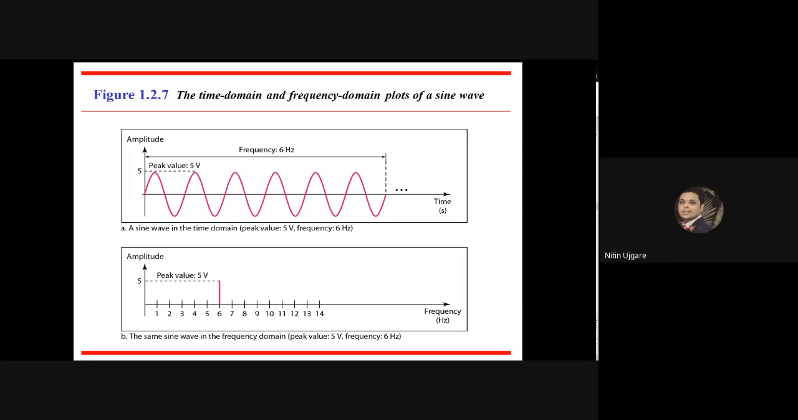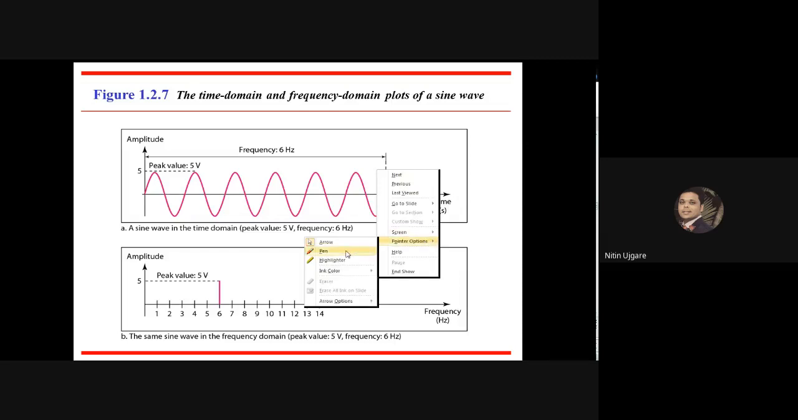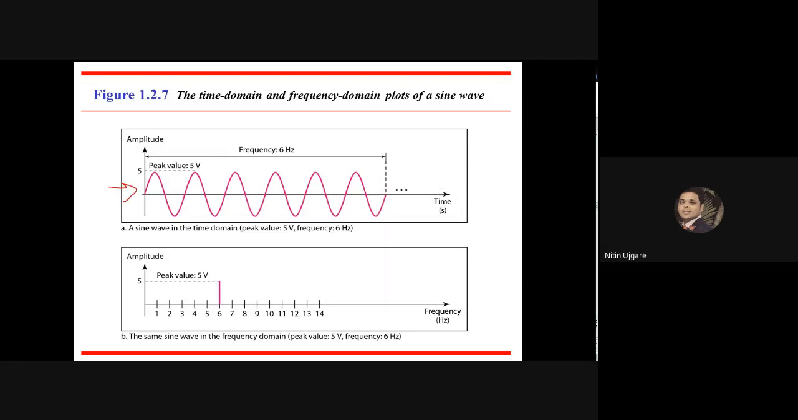This figure shows the time domain and the frequency domain plots of a sine wave. In the first figure here, you can see that this signal has a peak amplitude of 5 volt, and it has a frequency of 6 hertz. The x-axis represents the time, and the y-axis represents the amplitude. So this is the time domain representation of a signal. Whereas this figure represents the signal using frequency. So it is a frequency domain representation of a signal.